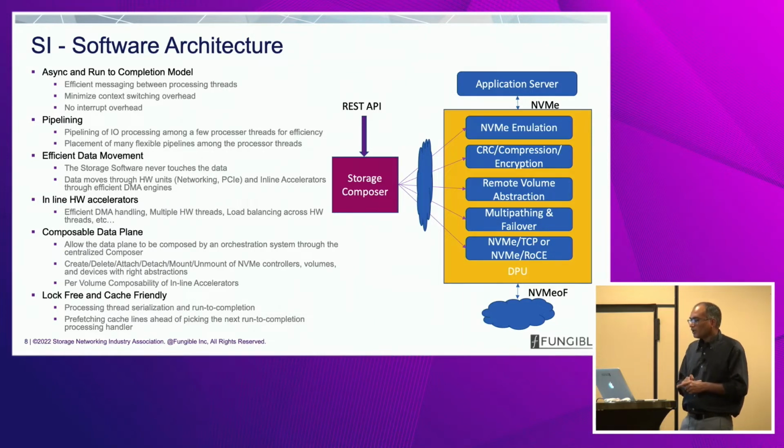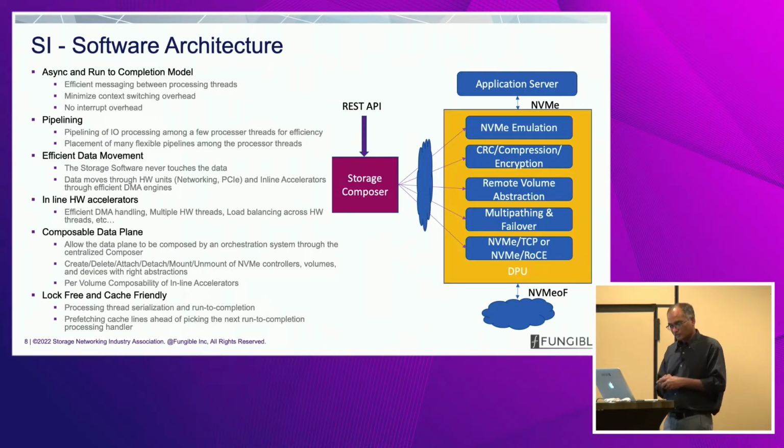And then the per volume composability. Each volume is independently composable. Each volume has its own property. Some volumes may have encryption, some volumes may not have encryption, right? Some volumes may enable CRC, some volumes may not enable CRC. All these volume properties are composable, and it is composable at the granularity of per volume.